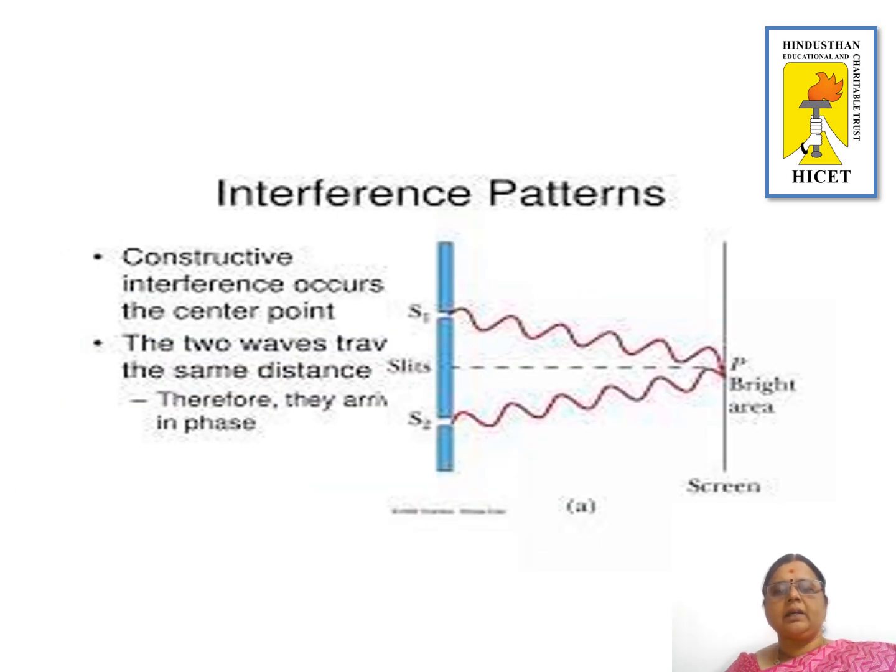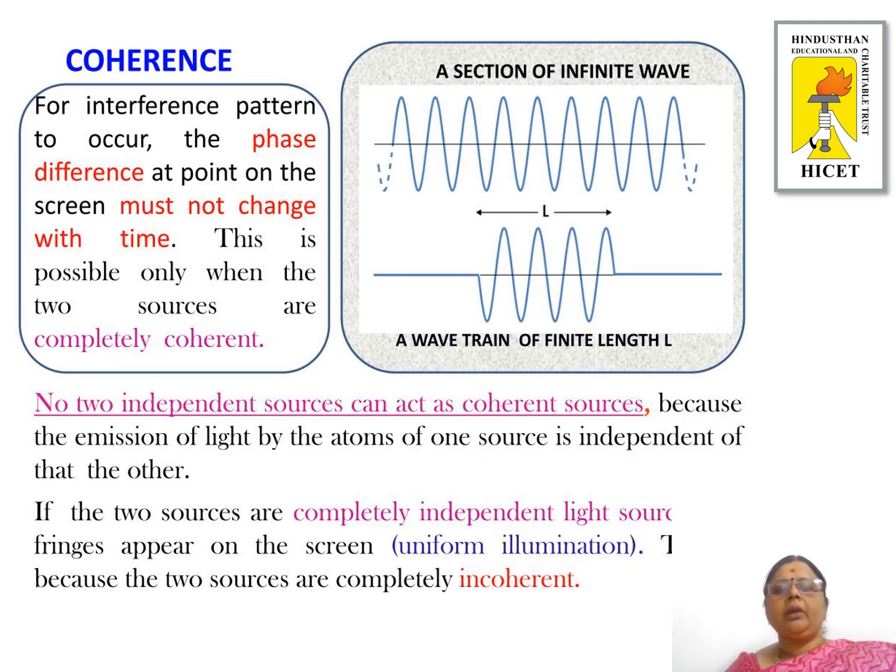Interference patterns. Constructive interference occurs at the center point. The two wave trains travel the same distance. Therefore, they arrive in phase with each other and produce a bright area, that is a point P on the screen. And what do you mean by coherence?